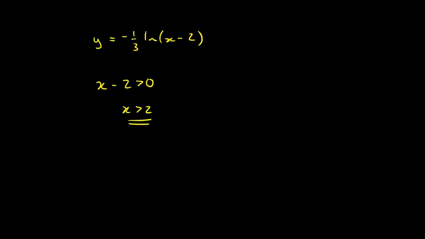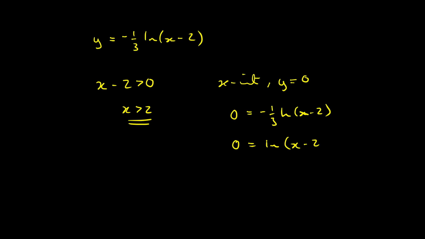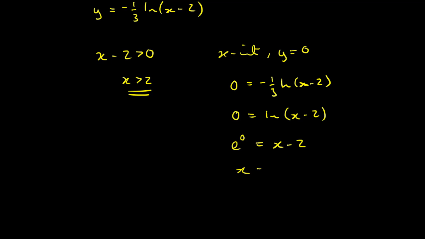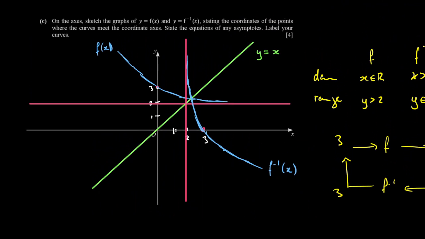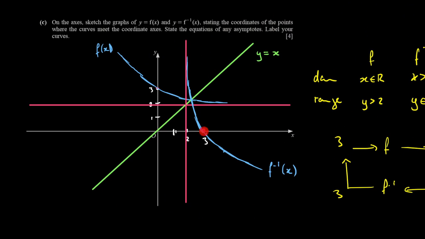The second thing we can learn from this function is the x-intercept. The x-intercept is when y is equal to 0. So if I set y equal to 0, we get 0 is equal to negative a third ln(x minus 2), which means that 0 is equal to ln(x minus 2). And if we use the exponential form, that becomes e to the 0 is equal to x minus 2. e to the 0 is 1, and so x is equal to 3. So we can work out that the x-intercept is going to be at x equal to 3.